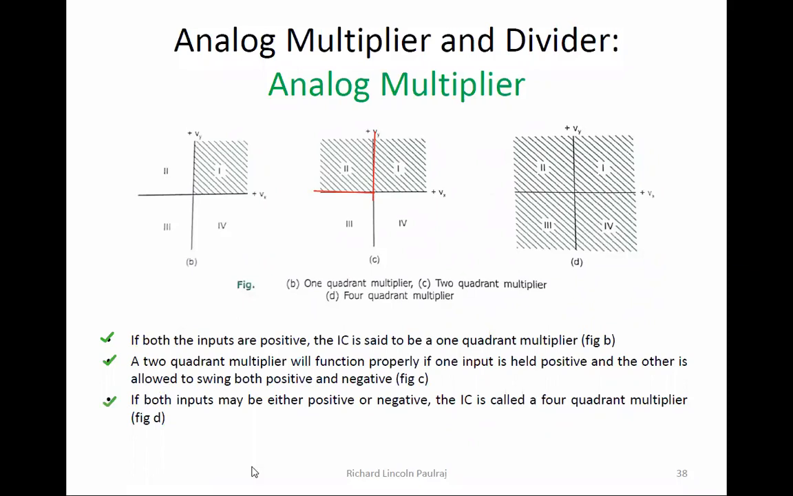Any doubts with these quadrants, students? Have you understood how these quadrants work and what positive and negative mean? Is it clear? Yes.